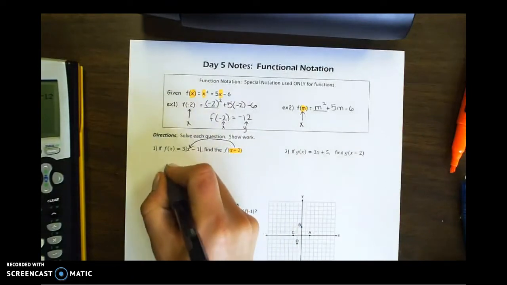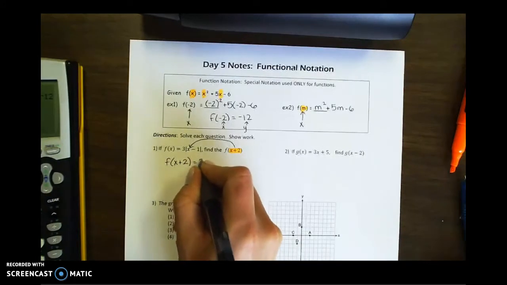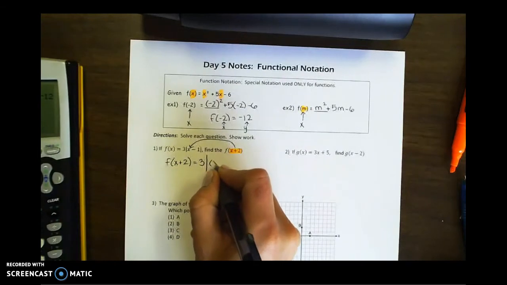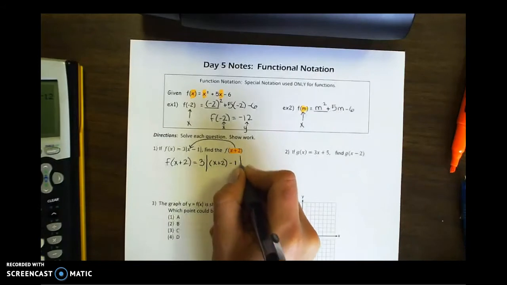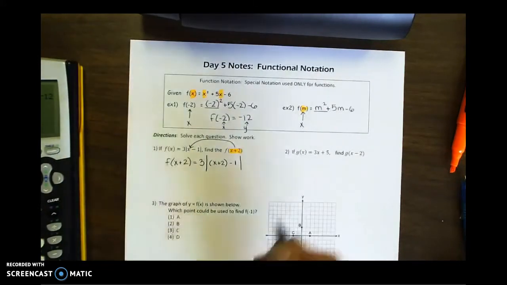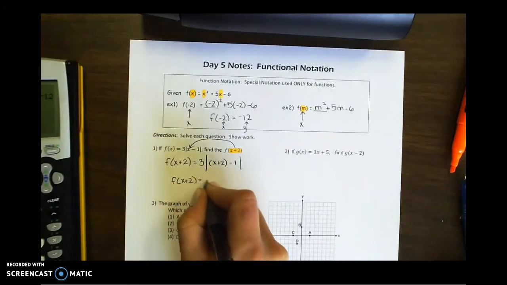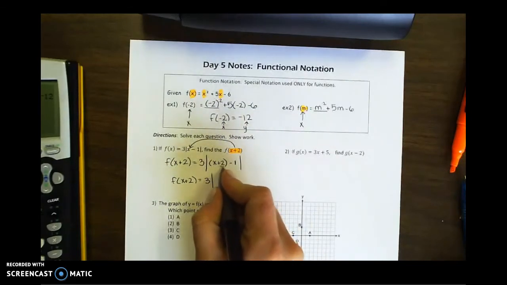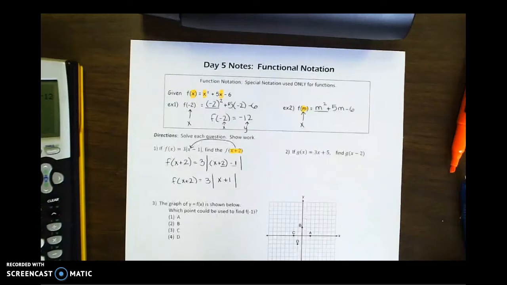So let's take a look. So now my f of x plus 2 is going to be equal to 3 times the absolute value of, now instead of x, I'm going to substitute in x plus 2, minus 1, absolute value. Now we can definitely simplify here. So f of x plus 2 equals 3 times the absolute value. Now x plus 2 minus 1, I can combine my like terms of a 2 and a -1, so this becomes x plus 1. And with that, we are done.